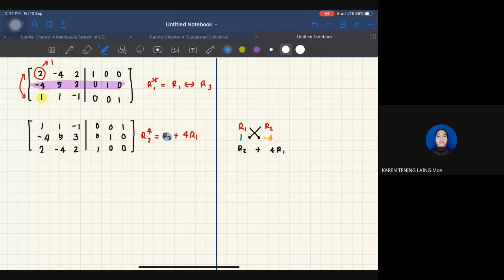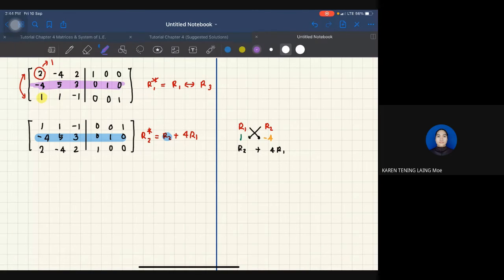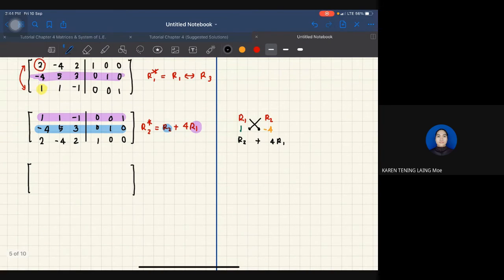Okay, so kita salin dulu mana-mana row yang tidak terlibat. Row yang tak terlibat is row 1 dengan row 3, sebab kat sini kita nak cari row yang kedua, yang baru. So awak salin saja. So row 1 is 1, 1, negative 1, and then we have 0, 0, 1. Okay, so row ketiga is 2, negative 4, 2, 1, 0, 0. Okay, so cuba tekan calculator for the second row.